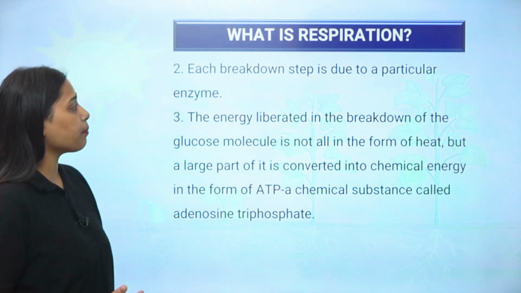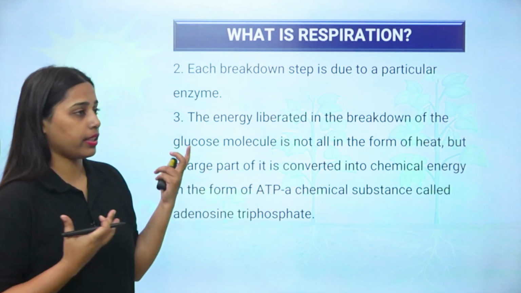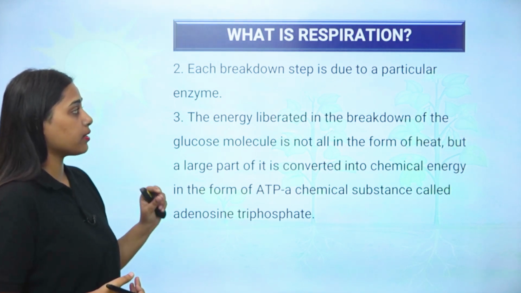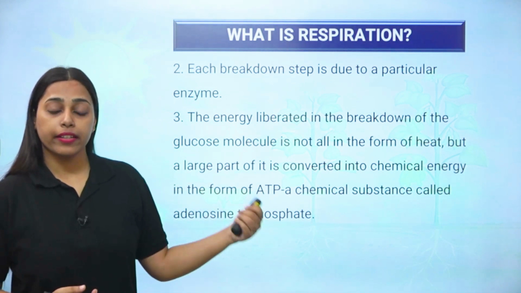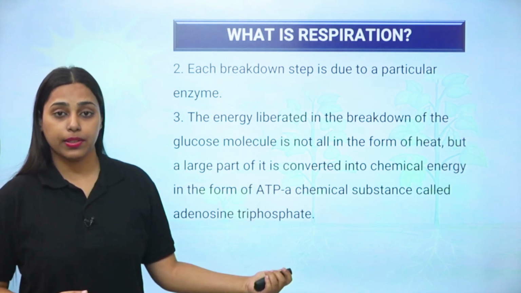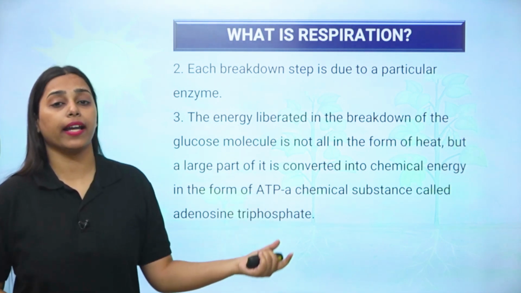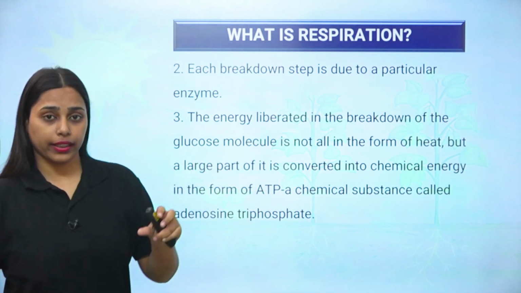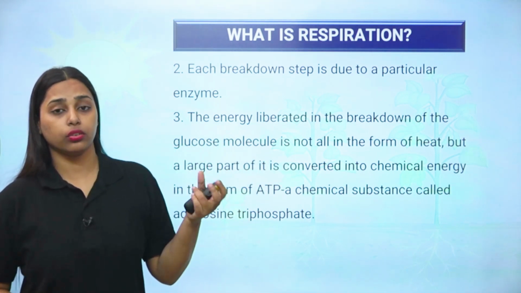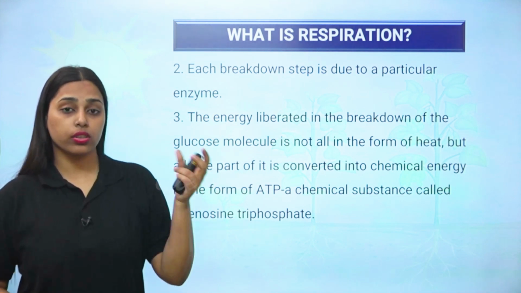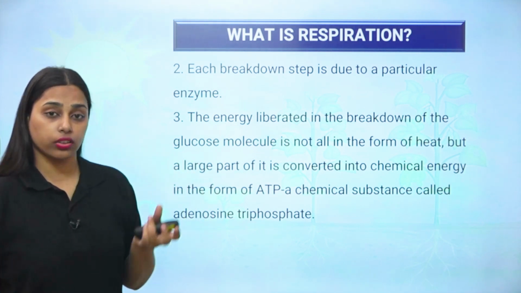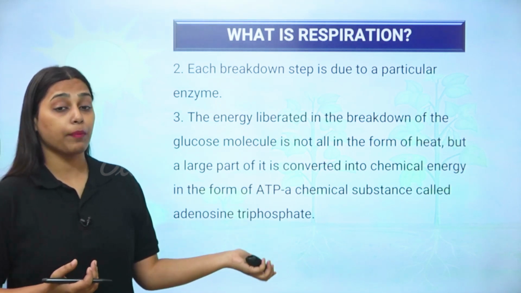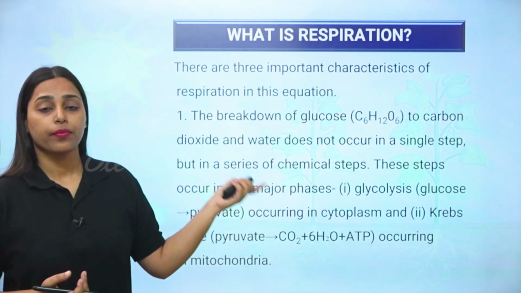Then the second aspect of this respiration process which you can see is that each breakdown step is due to a particular enzyme. Even if it is glycolysis or the Krebs cycle, each step is accompanied by the role of an enzyme which releases a particular product. Like first glucose gets converted into glucose 6-phosphate, then glucose 6-phosphate gets converted into fructose 6-phosphate. These are just a few of the steps which I am discussing here that happen in glycolysis.